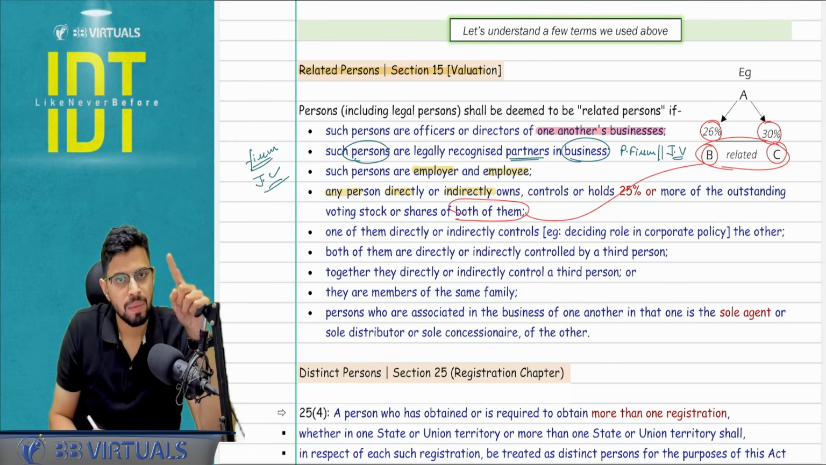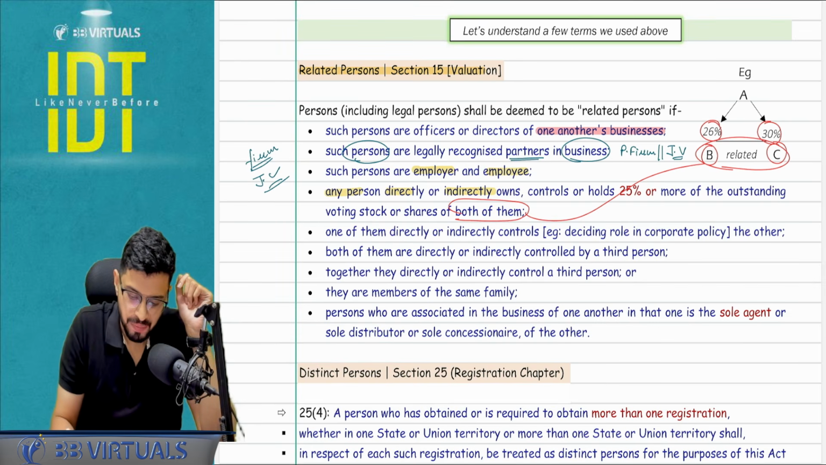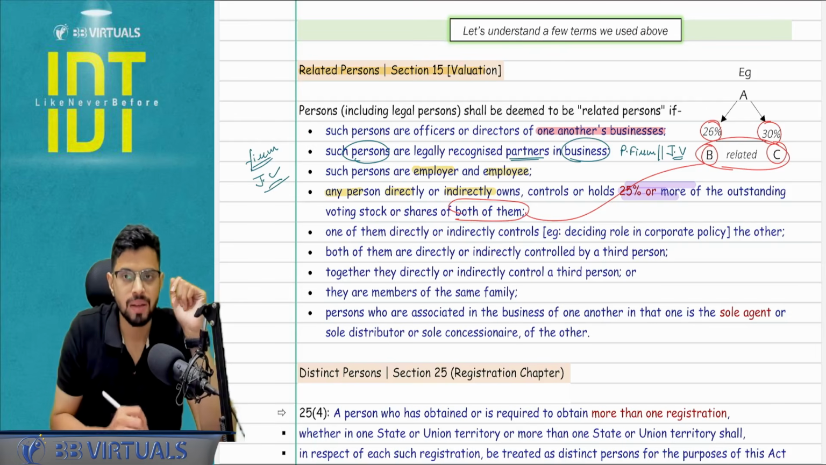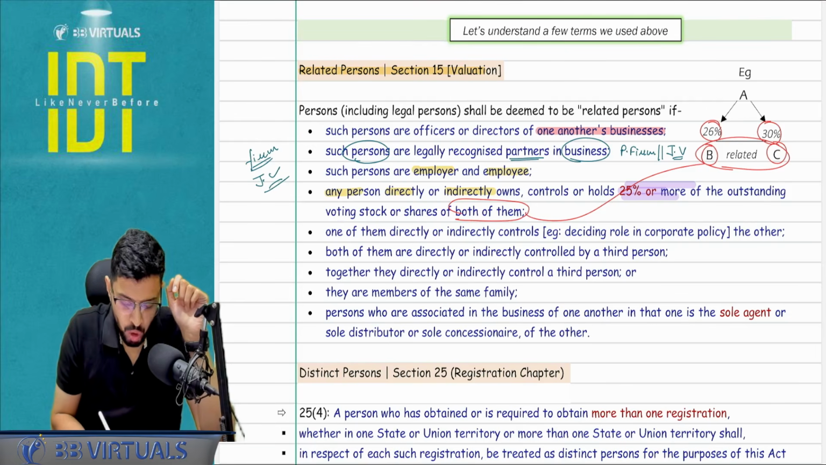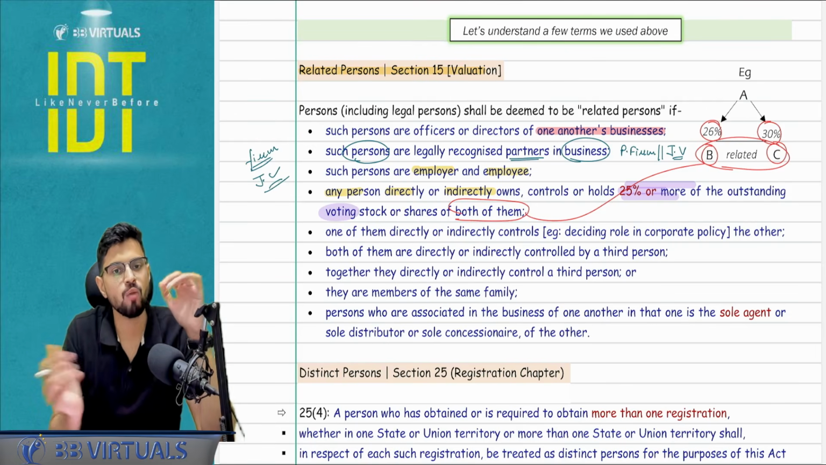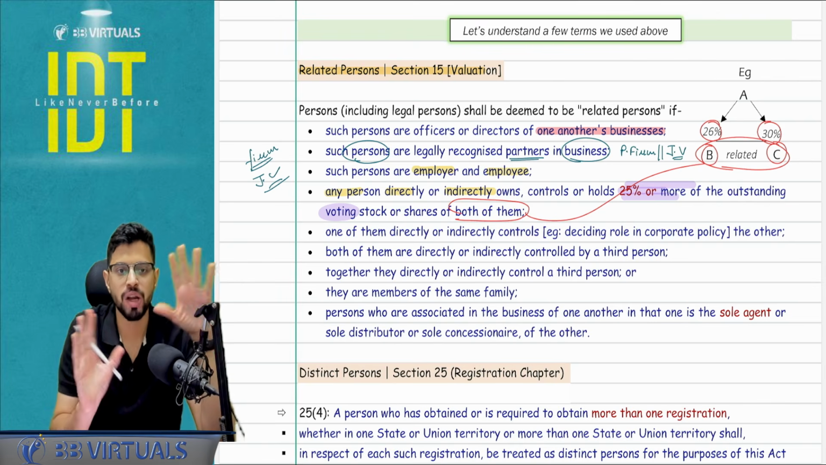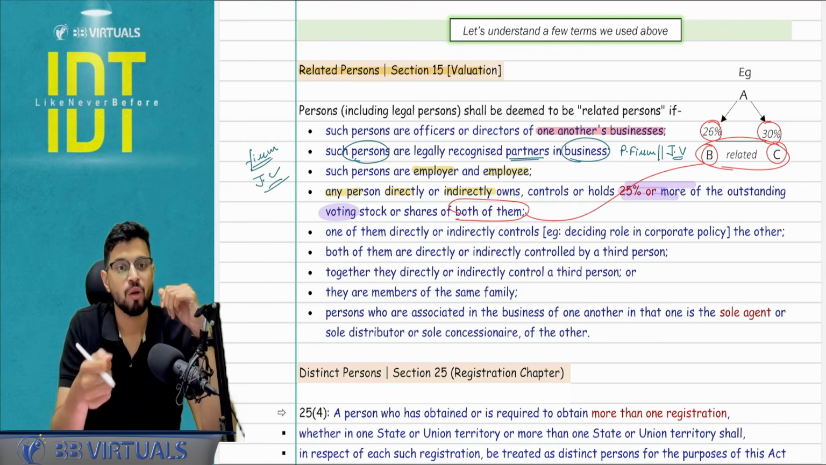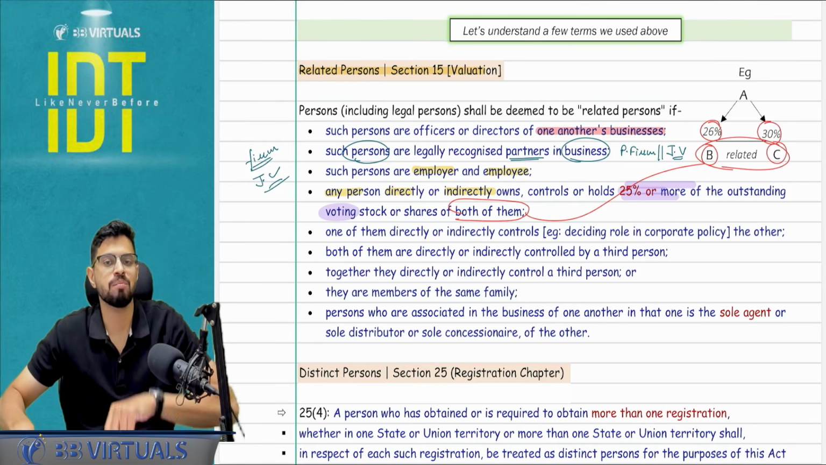And sir, minimum 25%, minimum 25%. And which stock? Voting stock. Sometimes it is a non-voting stock without voting power. Don't cover that. We need to have voting power that influences the company.